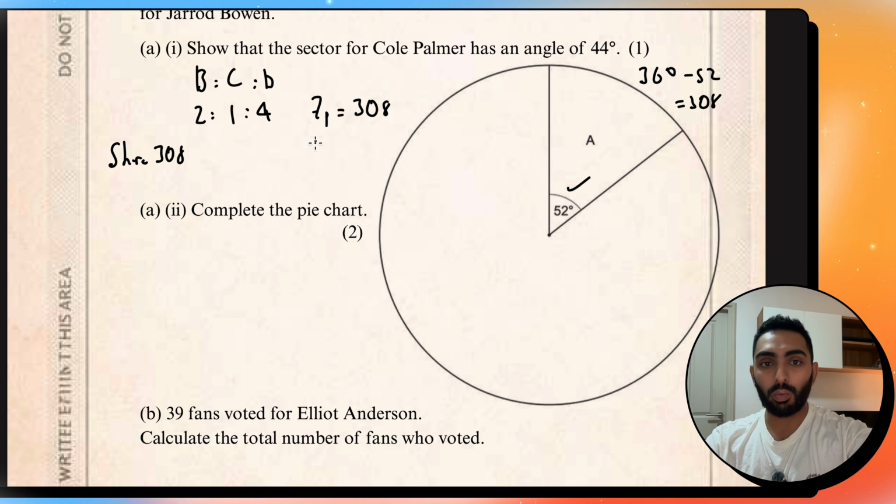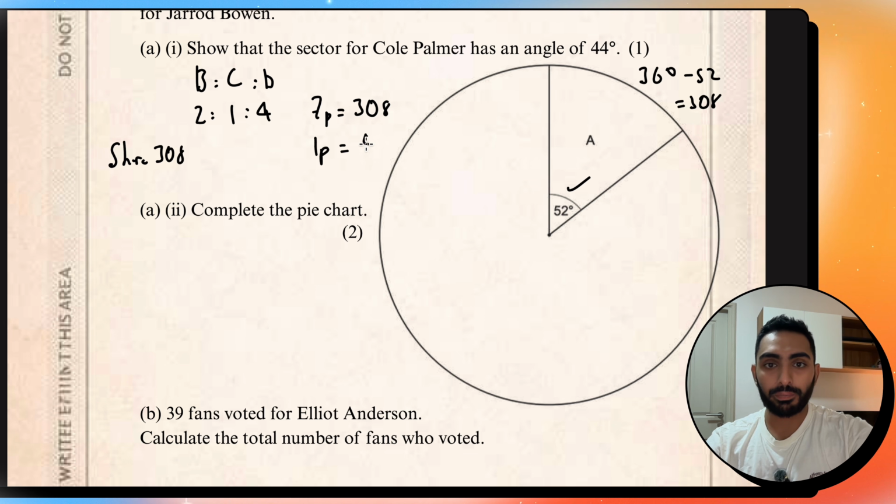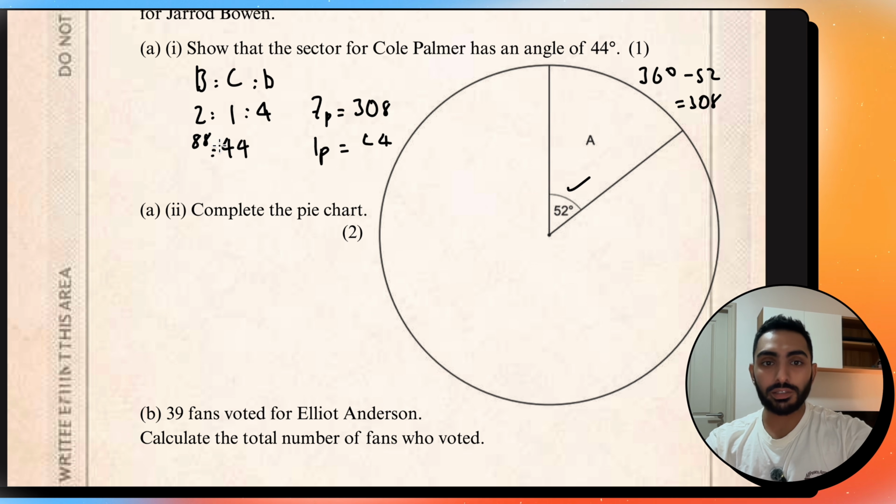We want to find out what one part would be. That means we're dividing by 7 on both sides. 308 divided by 7, which is 44. And you can see that Cole is one part. That means Cole would be 44. And if you wanted to find out Bowen, it would be double that, which would be 88. And Dominic would be double that, which would be 160 plus 16, which would be 176.